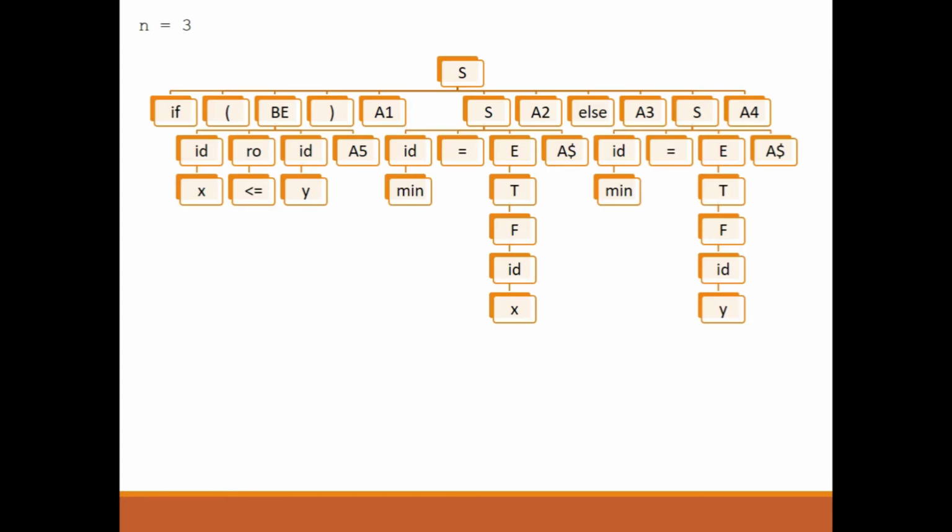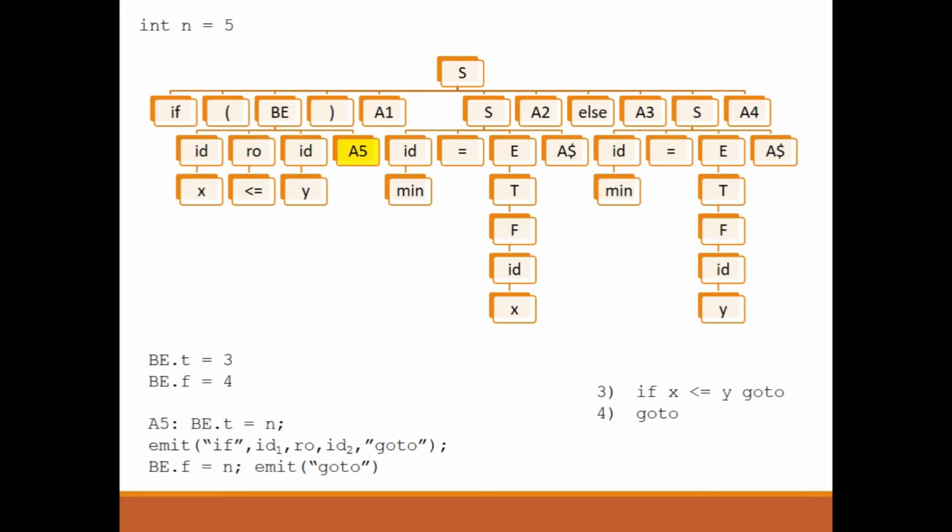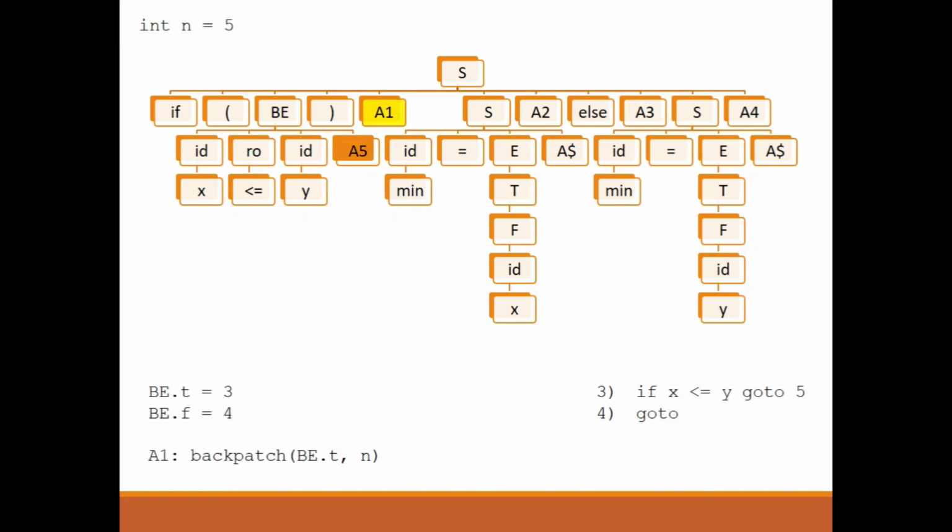Here in this slide, there is an in-depth subtree of the previous parse tree, and we can see there are actions that are being annotated in this subtree. A5 is the first action that will execute, and it will have two emit statements, and that will result in the global variable n incrementing up to 5. The two emit statements are written at the bottom right corner of this slide: if x is less than or equal to y, go to, and statement number 4 is just a simple go to, which will be backpatched in the later slides. The next action that will execute is A1.